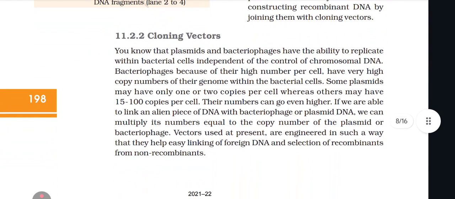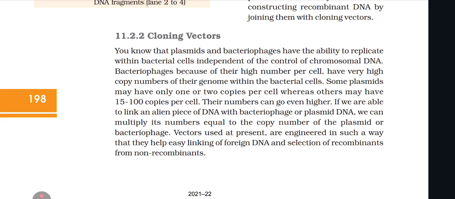Cloning vectors. You know that plasmids and bacteriophages have the ability to replicate within bacterial cells independent of the control of the chromosomal DNA. Bacteriophages, because of their high number per cell, have very high copy numbers of their genome within the bacterial cell. Some plasmids may have only 1 or 2 copies per cell, whereas others may have 15 to 100 copies per cell. Their numbers can go even higher. If we are able to link an alien piece of DNA with bacteriophage or a plasmid DNA, we can multiply its number equal to the copy number of the plasmid or bacteriophage.